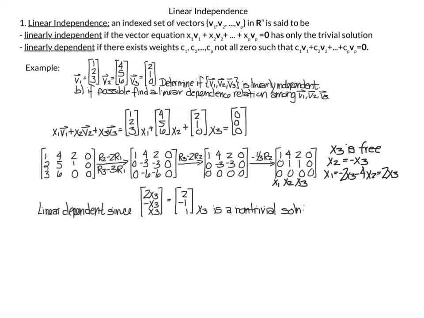It's linearly dependent since we have the solution: for x1, 2x3; for x2, minus x3; and for x3, we have x3. That is equal to (2, minus 1, 1) times x3. And that is our non-trivial solution.